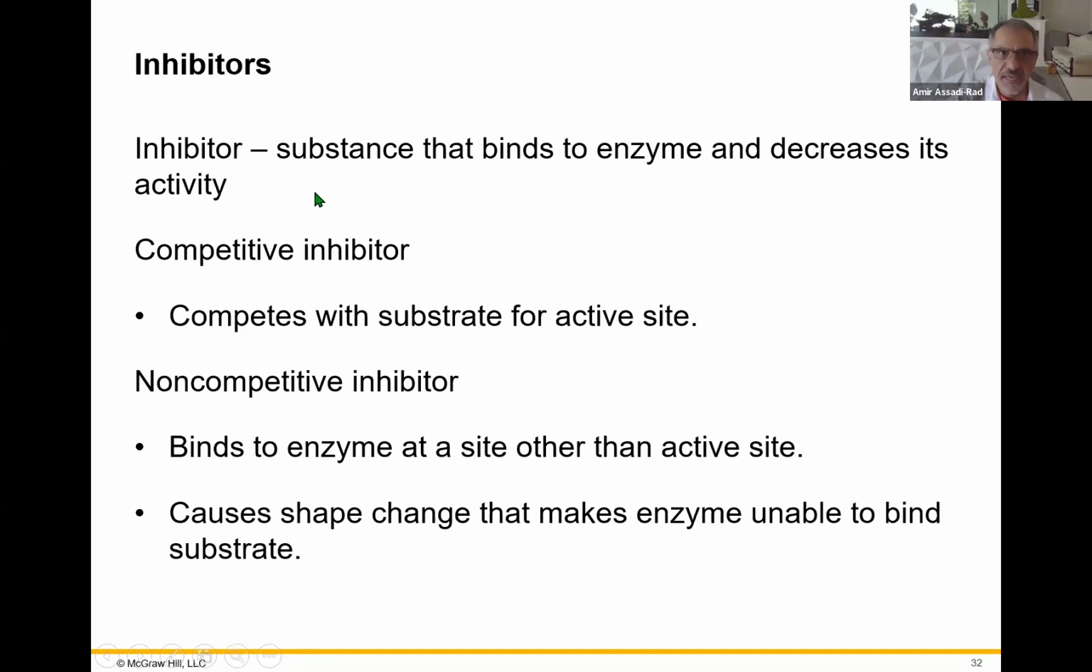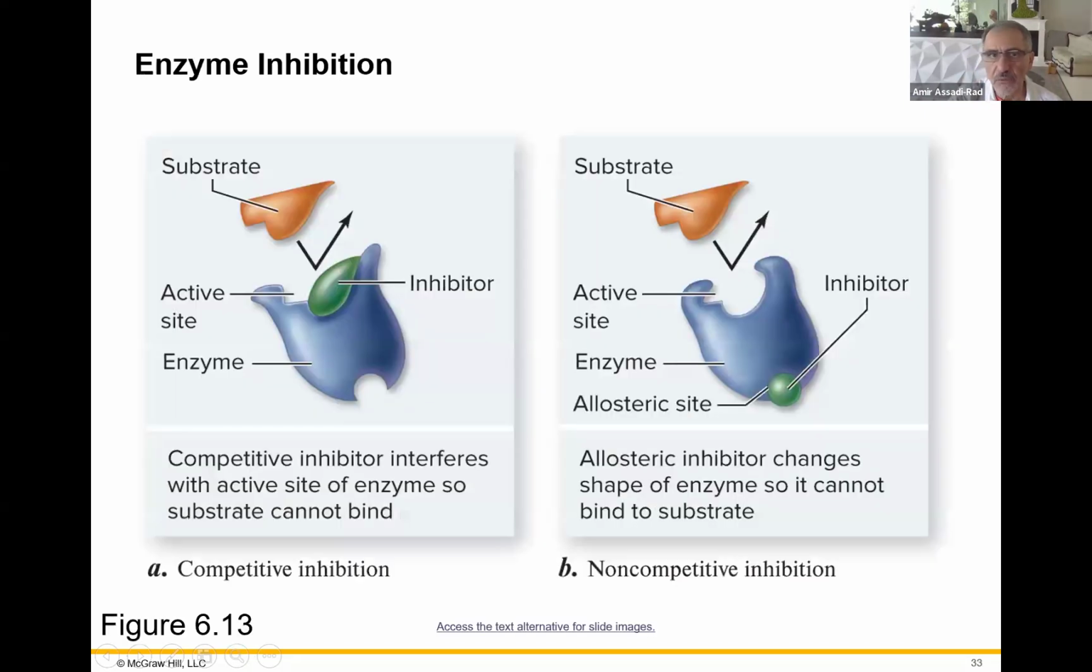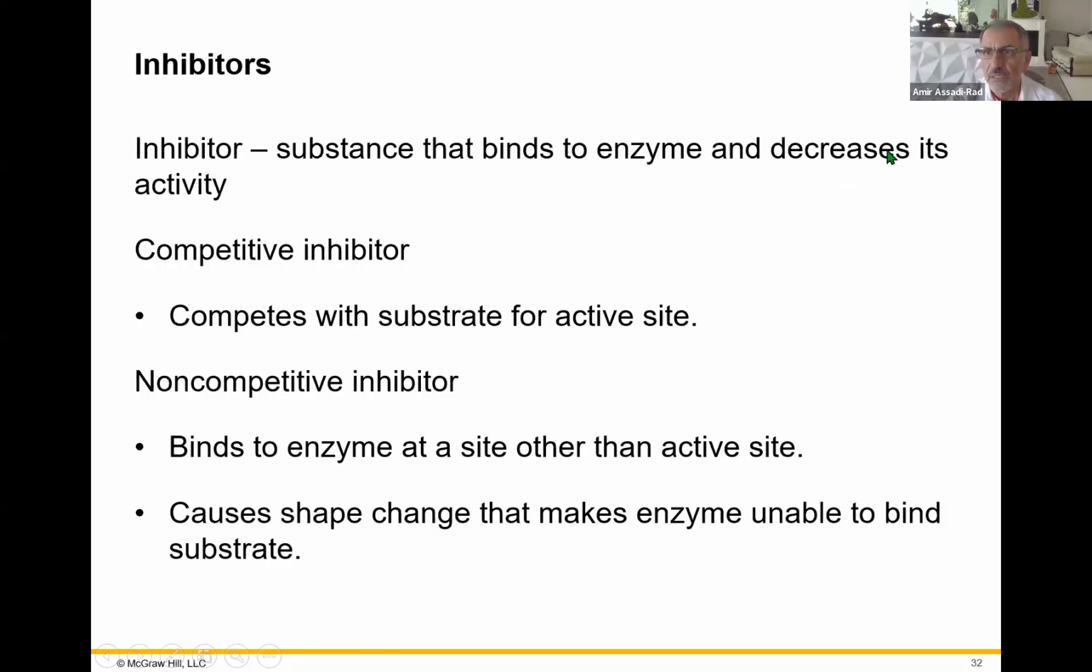Now let's see what it says. Inhibitor: a substance that binds to the enzymes and decreases the enzyme activity. So it decreases the enzyme activity. And competitive inhibitors means it competes with a substrate for the active site.